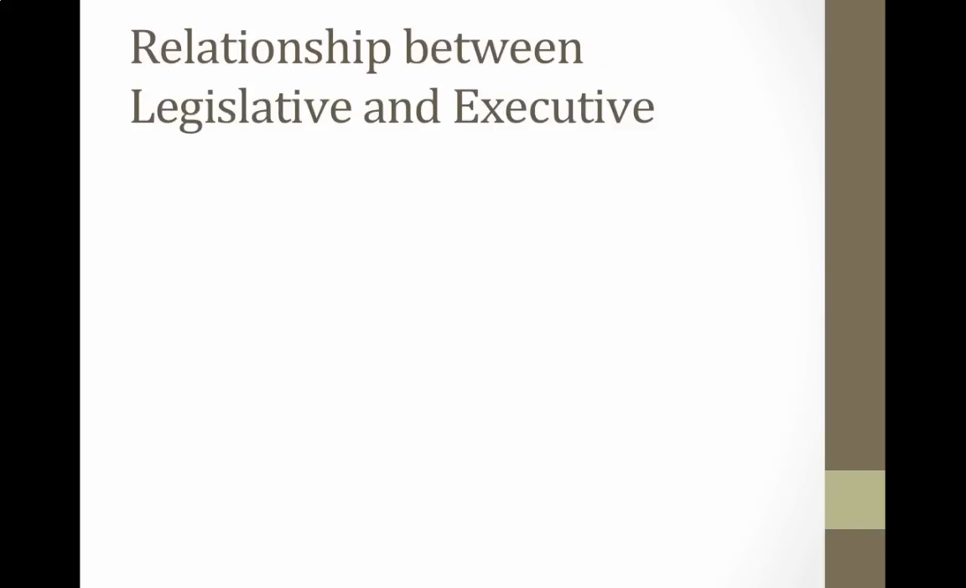The third classification we're going to look at is the relationship between a legislative and executive. Please get in your notes. The legislature or a legislative branch is the one that makes the laws. The executive branch is responsible for enforcing laws. And so you can classify it two different ways. And the first way, looking at the relationship between these two branches, is the presidential form.